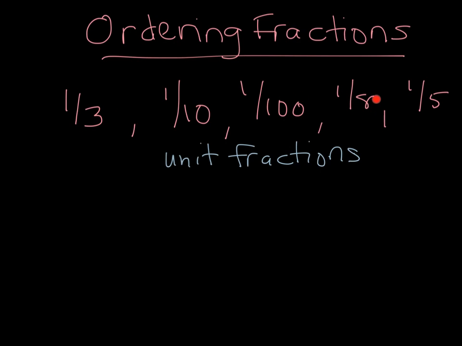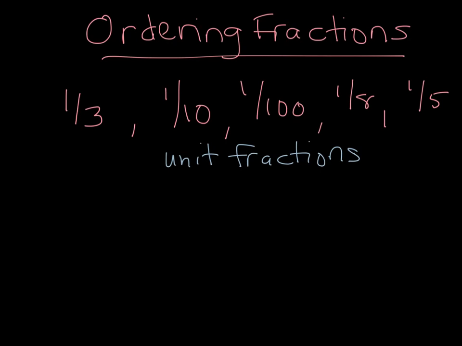10, 100, 8, and 5. Imagine this was a pizza. That denominator says how many pieces there are. The bigger the number, the smaller the piece. A lot of kids think, if the number's 100, wow, that's a huge number. Well, actually it means that it's a small fraction.